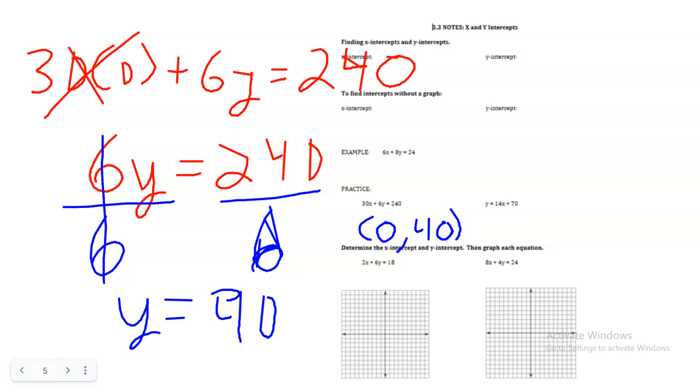Okay, and then I can plot that on a graph if I wanted, and I could connect my two dots. So on the y-axis, I would put a dot at when y is equal to 40. Okay, so one last example. If we've written in standard form, and we want to find the x and y intercepts and then graph it, I'm going to find my x-intercept by plugging 0 in for y and solving for x.